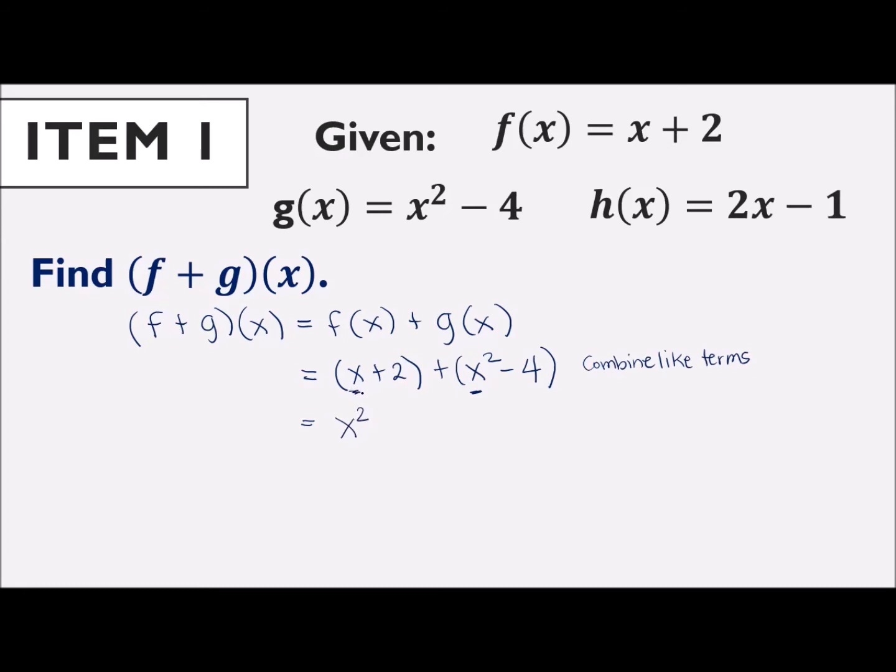Sumunod, yung x. Meron pa bang ibang x? Wala na din. So, copy mo na lang din. And then, yung mga walang x, which are the 2 and negative 4. So, plus 2 minus 4. 2 minus 4, the answer here is negative 2. And then, bring down the other terms. So the correct answer here is x squared plus x minus 2. Okay? I hope you can still remember. The next item.